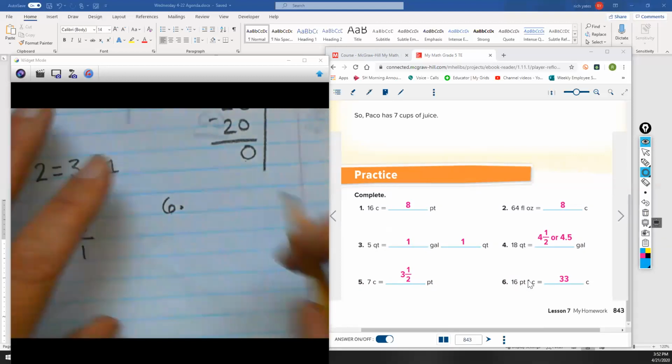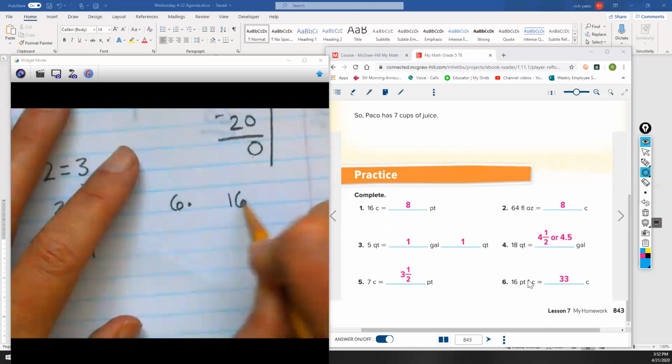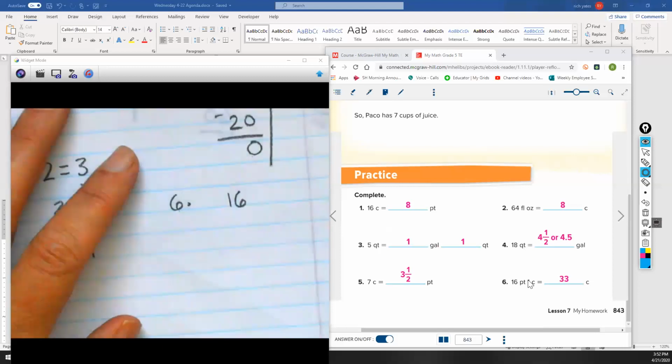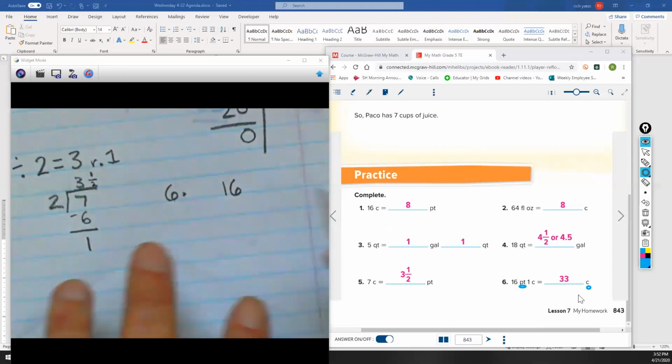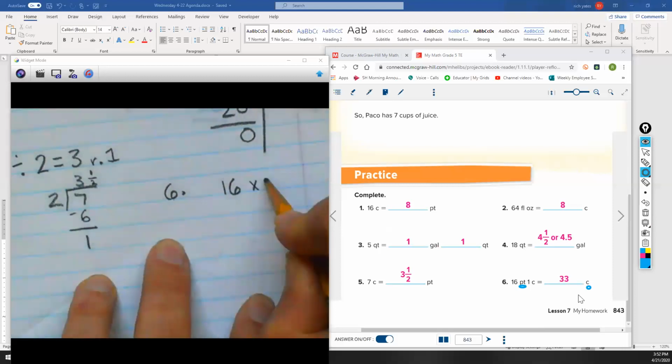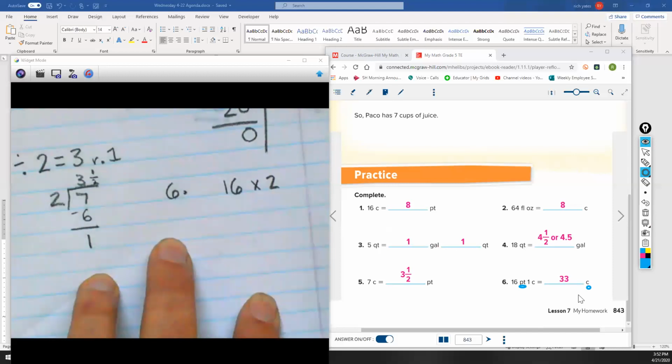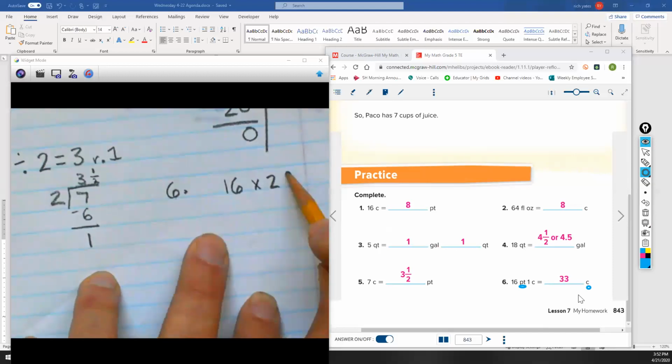So I'll take my 16 pints, and I know that there are 2 cups in every pint, and I know I'm going from a bigger unit of measurement, which is pints, into a smaller unit of measurement, which is cups. So I'm going from bigger to smaller. I'm going to multiply. So I'll multiply 16 pints times 2, the number of cups in 1 pint, and I get 32.